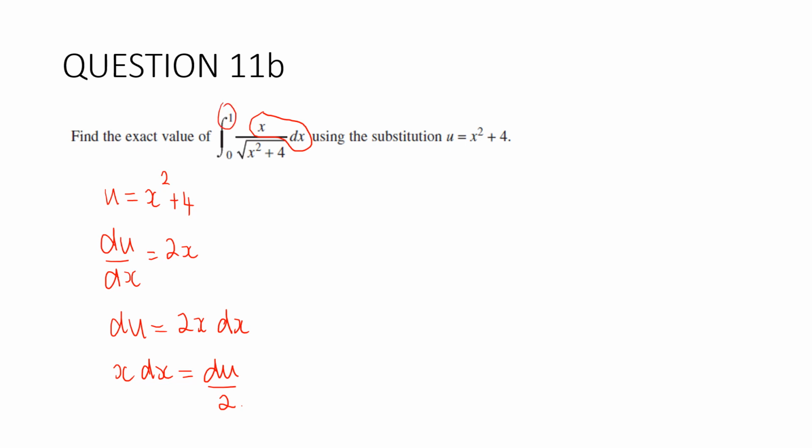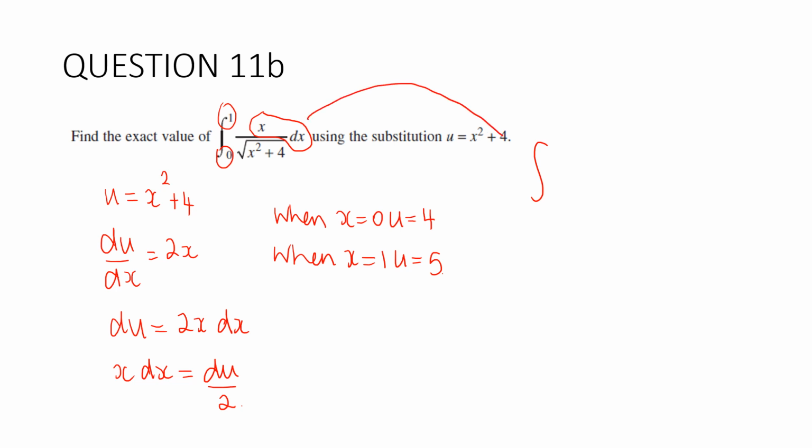We also need to do these limits. So when x is equal to 0, u is equal to 4. When x is equal to 1, u is equal to 5. Okay, we're ready to substitute. Now one bit of advice I will give you is that when we're going from here into a substituted integral, we need to do the whole thing in one go. Don't have the situation where you've got half of it as x and half of it as u. So it's going to go between 4 and 5. This part here, remember, is going to be du over 2.